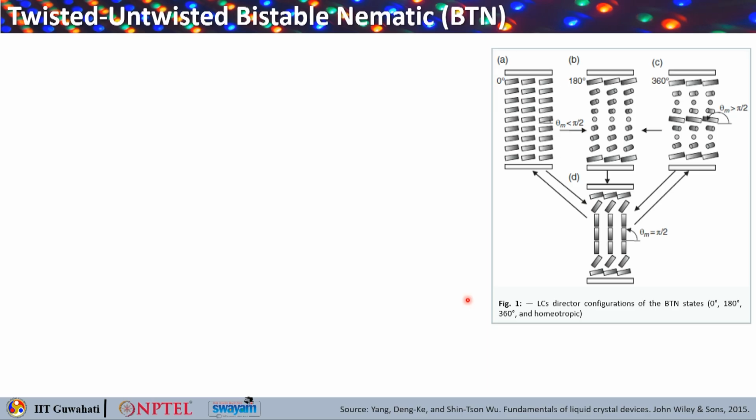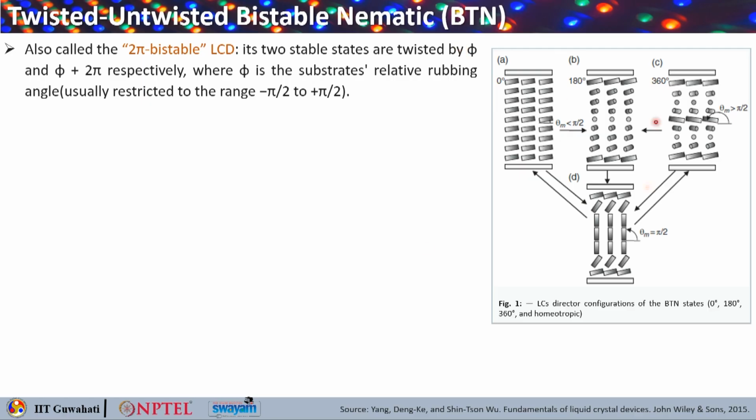So now let us start by going into the details of each one of these family members, like twisted untwisted bistable nematics, that is BTN. These are also called 2-pi bistable LCD. Okay, so as you know, there are basically 2 stable states. They are basically twisted by phi and phi plus 2 pi respectively. Here phi is the substrate's relative rubbing angle, and the value of phi can range between minus pi by 2 to pi by 2.